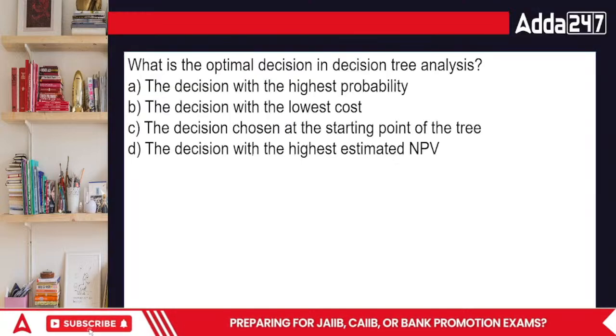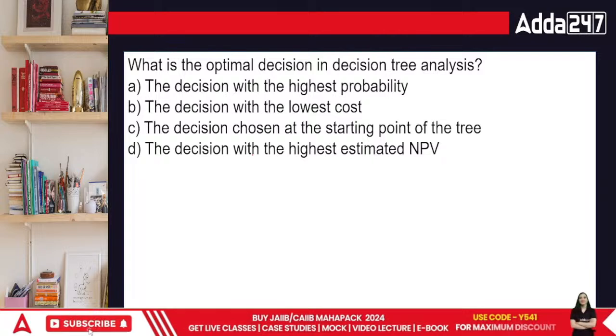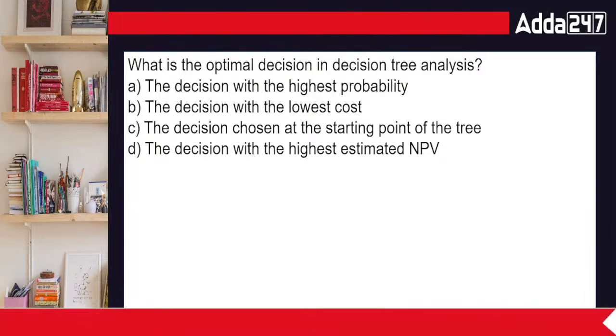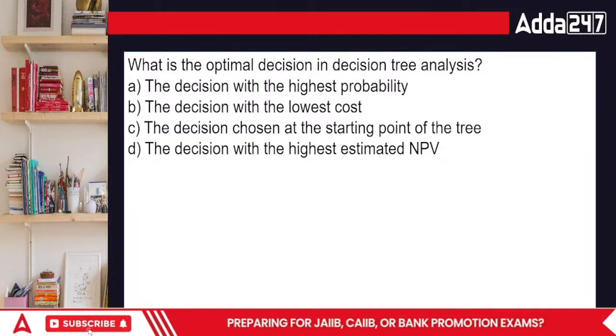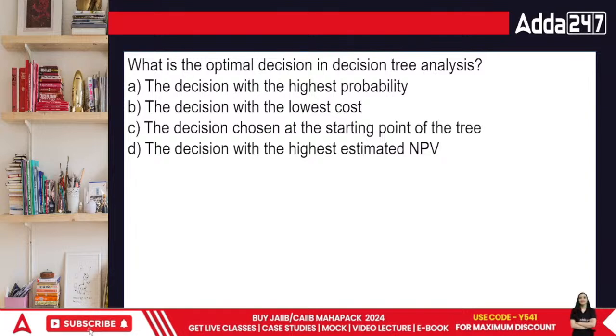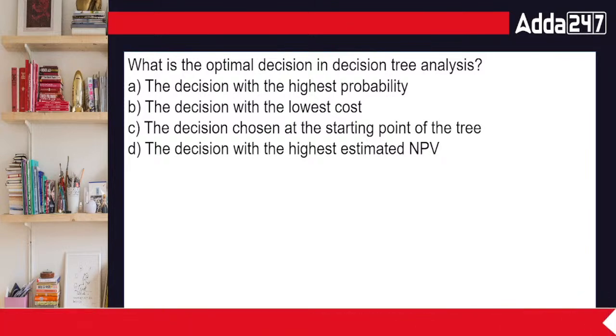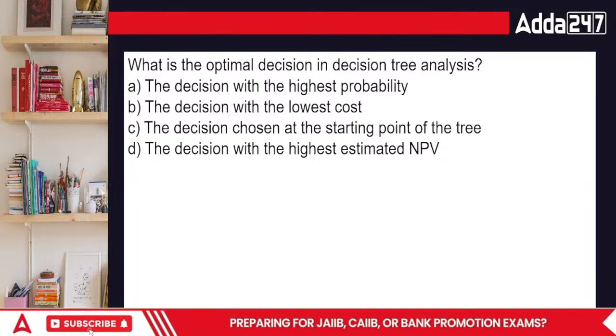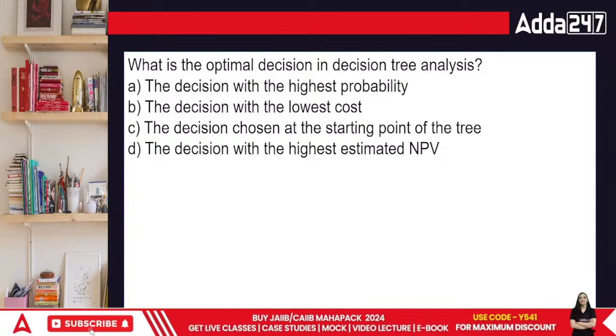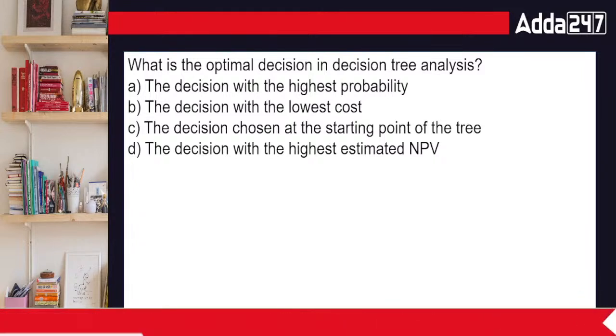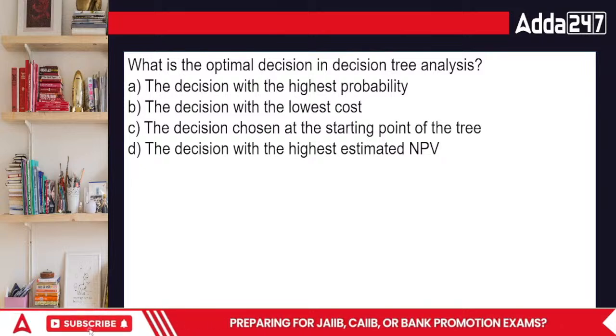Chaliye. Next question. What is the optimal decision and decision tree analysis? See, I think when I'm studying a specific scenario, I just have to look at the entire scenario in a detailed format. Ki what things are coming up. The decision with highest probability, nahi. Highest probability, now we need to see the favorability of something. The decision with the lowest cost decision chosen at the starting point of the tree or decision with the highest estimated NPV.